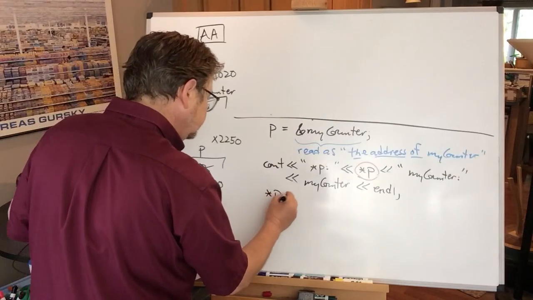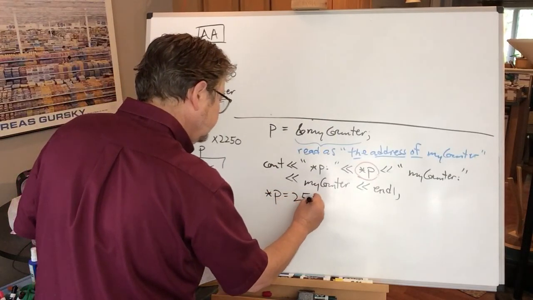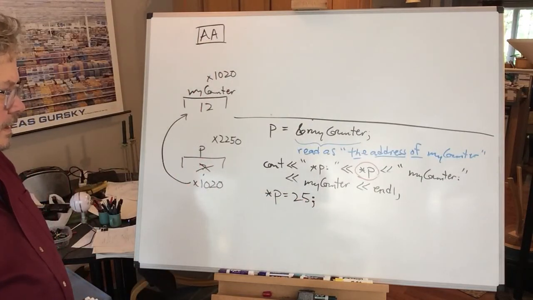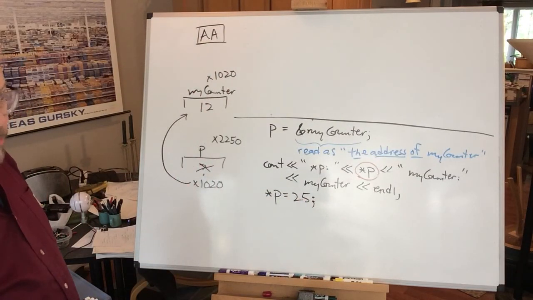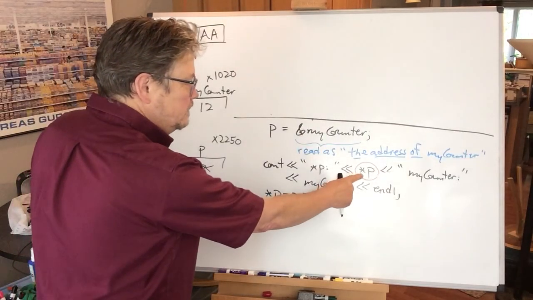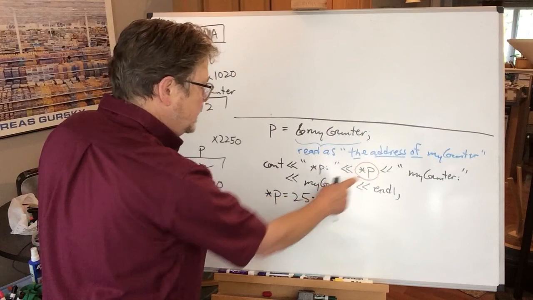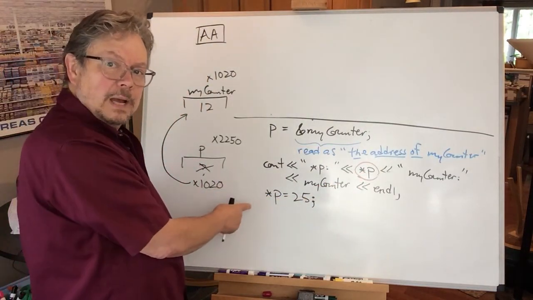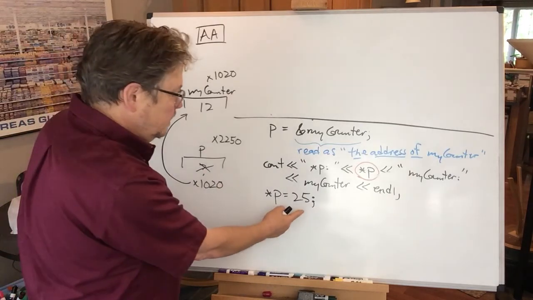StarP equals 25. Semicolon. Nothing brand new in that statement, thank goodness, mercifully. But it's still something new from the previous statement. What's pointed at by P? This. Let me read this out loud the way I read it to myself. My own explanations to myself.